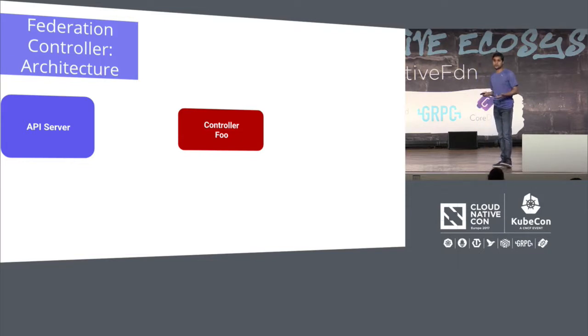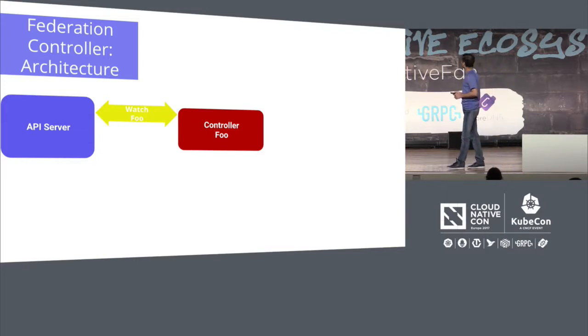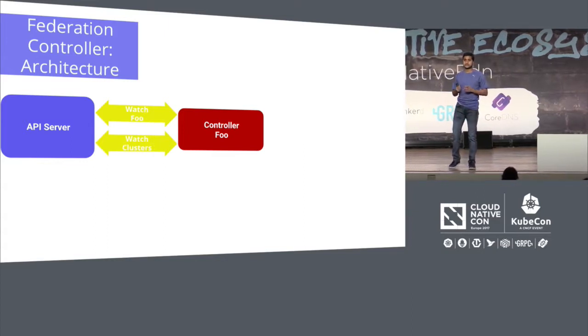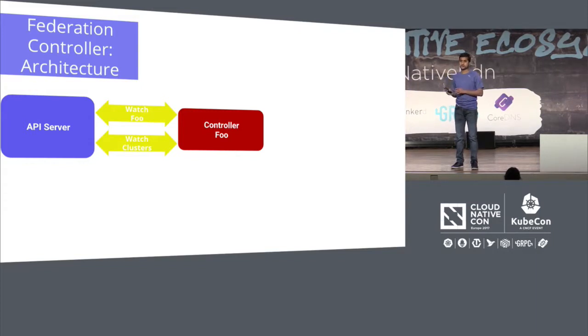What do controllers do in Kubernetes? They watch for the desired state and reconcile. So in this case, this is the foo controller, and because we want to reconcile the state for the foo object, this watches for the foo API resource in the Federation API server. But in addition to that, this is special to Federation. Every federated controller also watches an API resource called clusters. This API resource lists all the clusters that are part of the federation. This is the key difference.